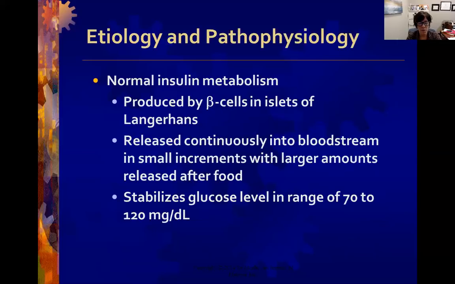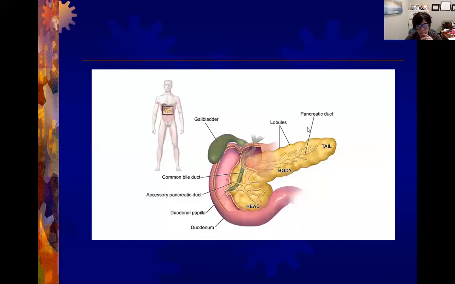Okay, so normal insulin metabolism is produced by the beta cells in the islets of Langerhans. So I talked about that already. It's released continuously into the bloodstream with small increments with larger amounts released after food. So when you start to eat, food gets broken down, goes through the stomach, hits the small intestine, and it's where that glucose is that the pancreas says, oh, let me release some insulin, the hormone insulin, to stabilize the glucose levels. And normal range is about 70 to 120. So again, there's a picture of the small intestine and the pancreas head.